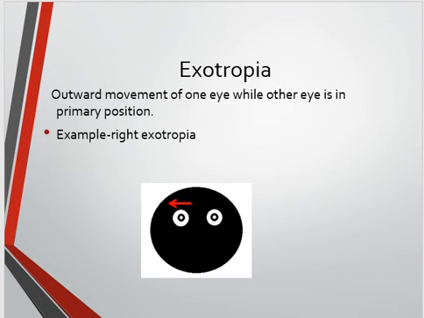Exotropia, that is outward movement of one eye while the other eye is looking straight ahead in primary position. If you look at this picture, here the right eye is moved outwards whereas the left eye is looking straight ahead. So again, this is a type of squint and we call it exotropia.